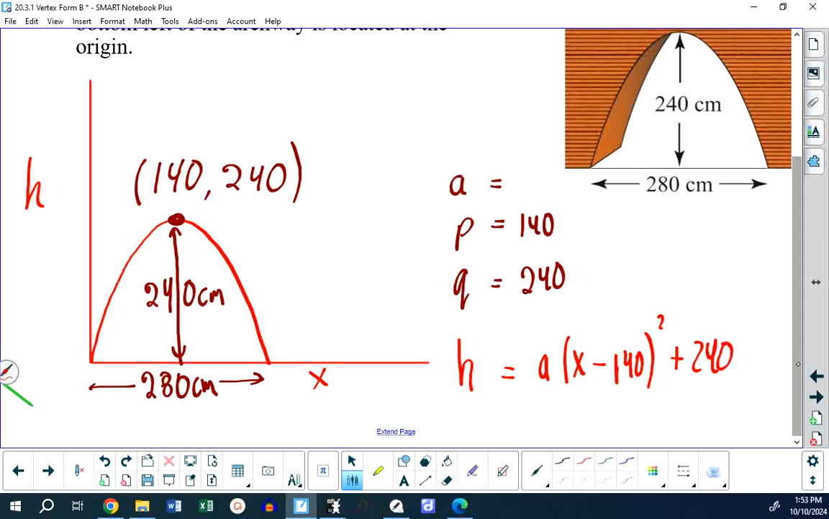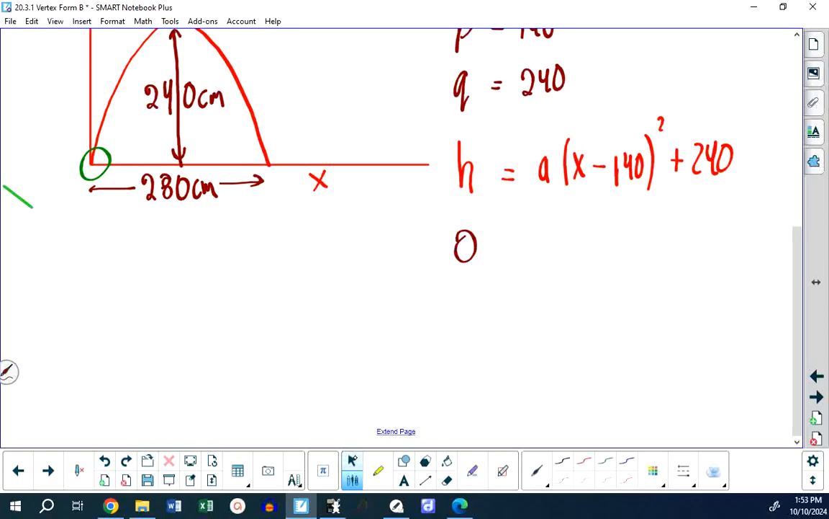How do we find the missing parameter? Just refer to it as that in your head, missing parameter. We load in an ordered pair. Man, what could be simpler than this? 0, 0 has to make this true. So when X is 0, H is 0.